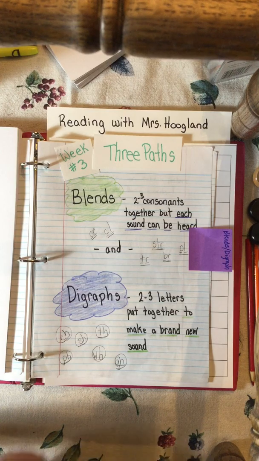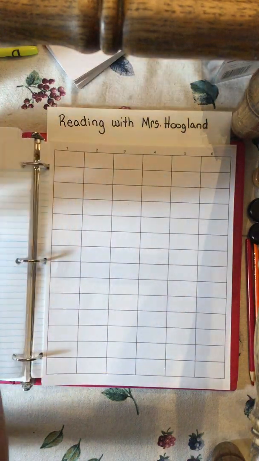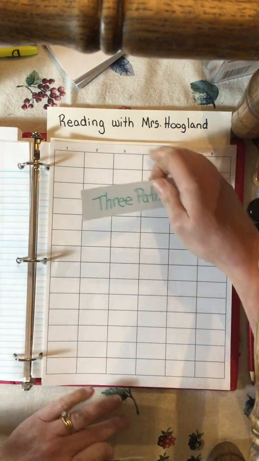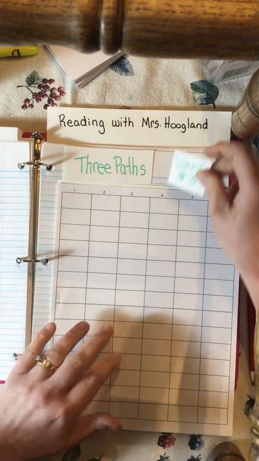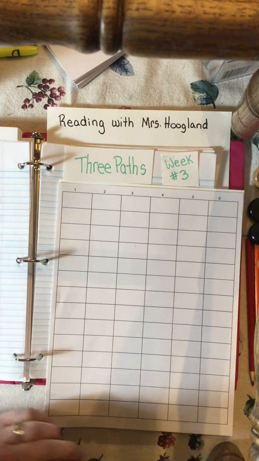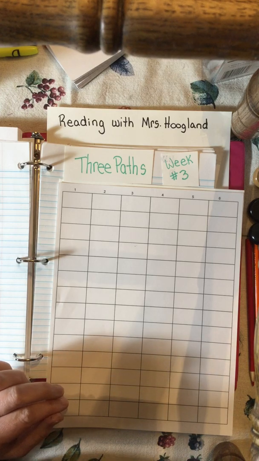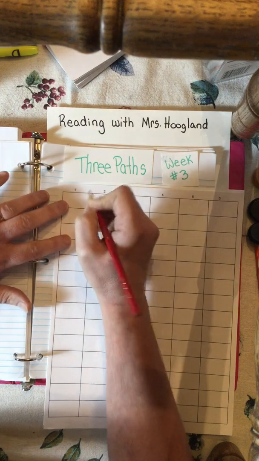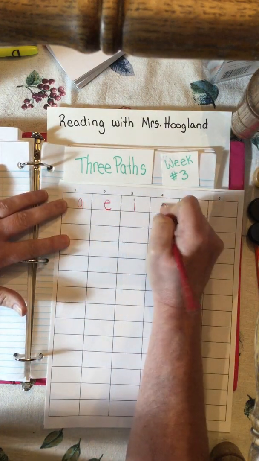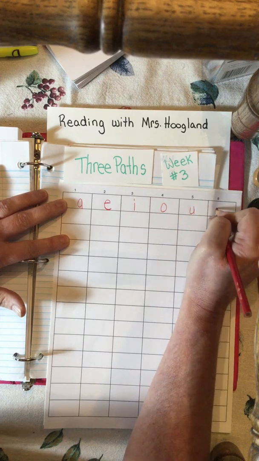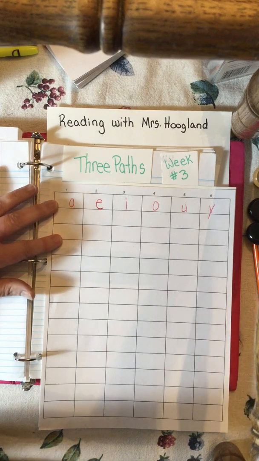All right, friends, our story today is going to be 3 paths. But before we start, we are going to start a different activity that's going to help us start mapping our words. And the words that are going to be in our story are going to be on this sheet. Now what we're going to do is we need to know that our vowels are A, E, I, O, U, or Y if it is at the end or in the middle of a syllable.